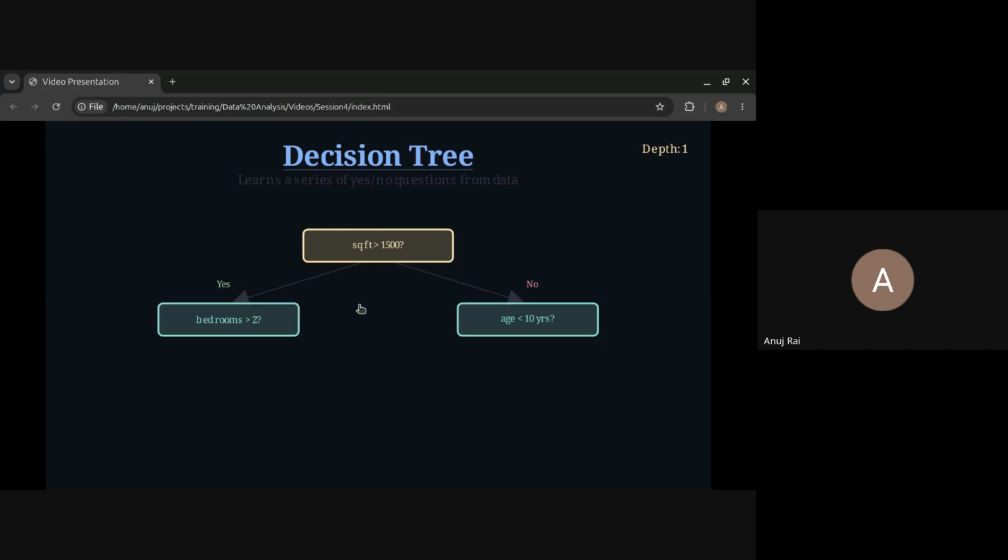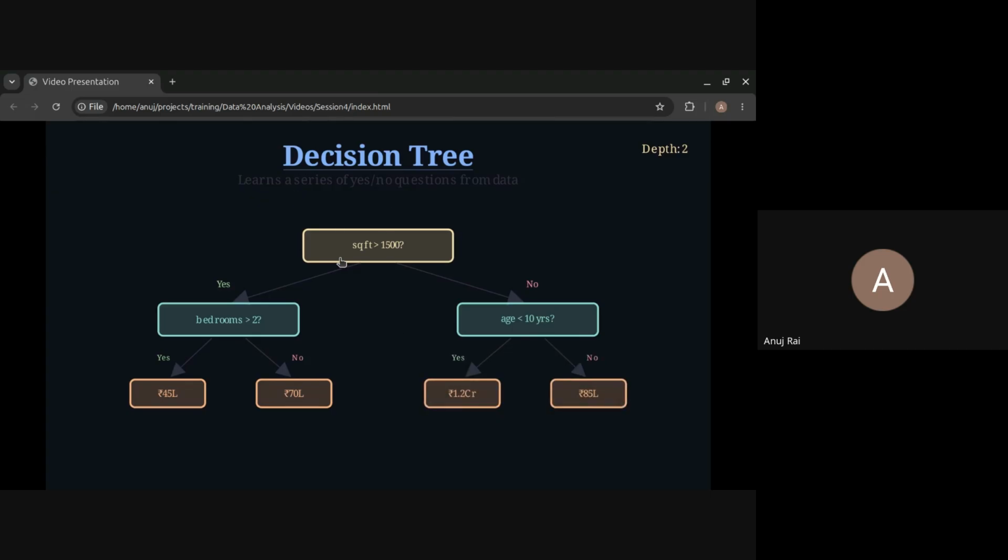So you can think of it in terms of 20 questions. If the house is bigger than 15,000 square feet, then yes. Is it Mumbai? If yes, then predict price 1.2 crore. So it keeps on asking yes or no questions, and based on the data, it tries to find this pattern on its own.